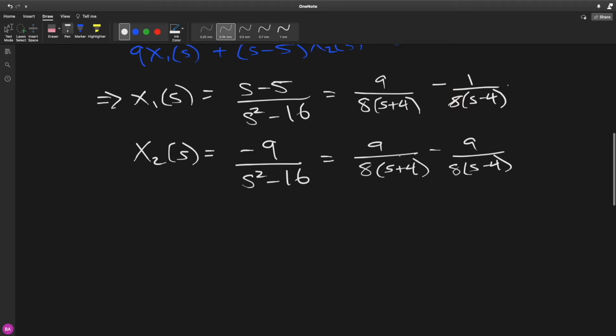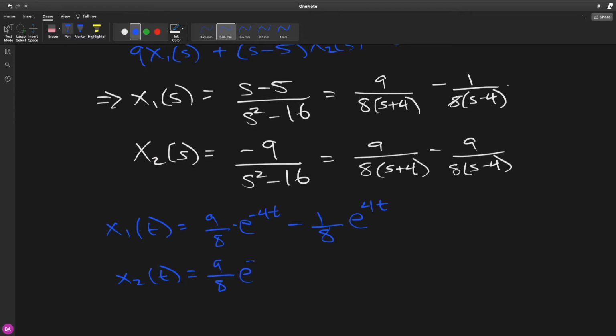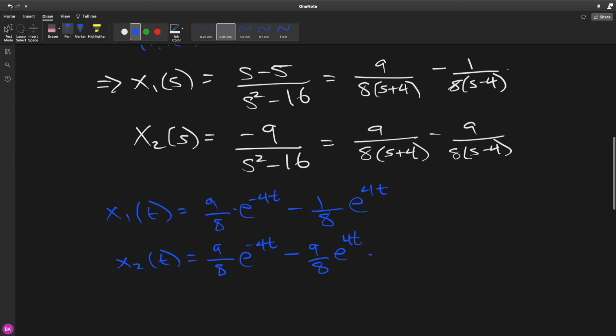So from these two, we can take the inverse Laplace transform to go back to our x of t formulas, and we get... and thus we have our solution for y.